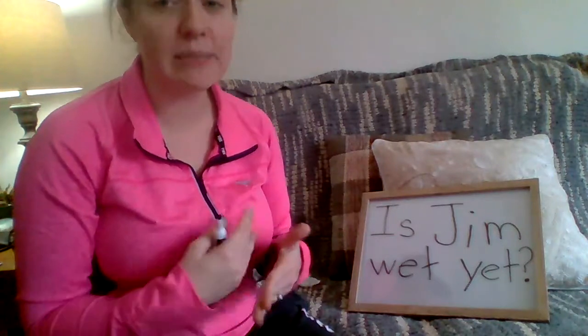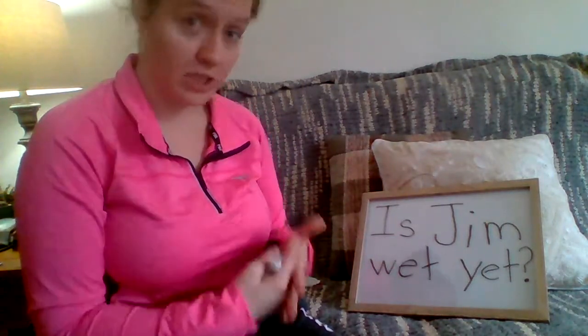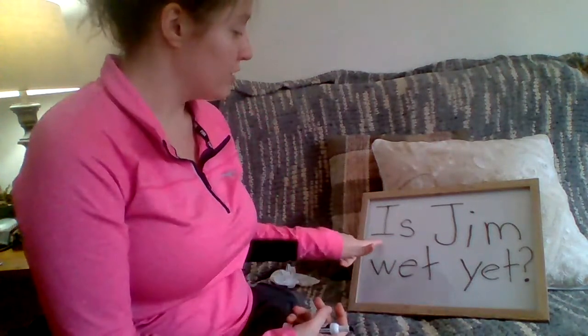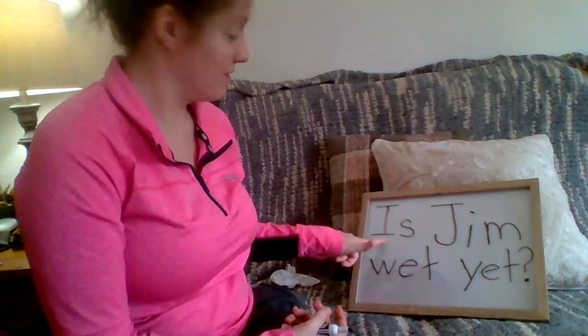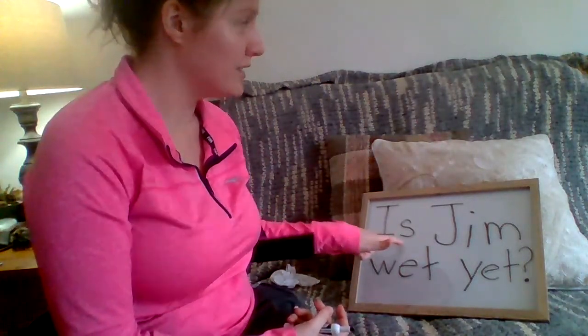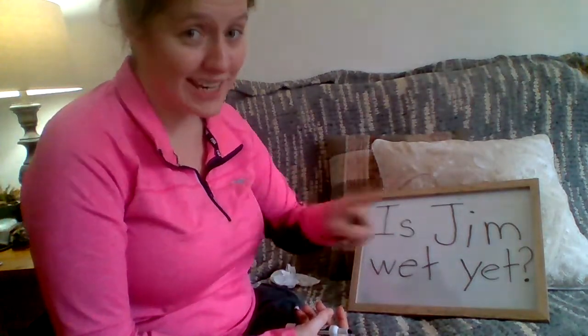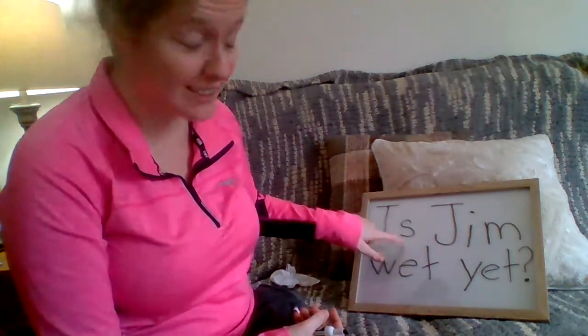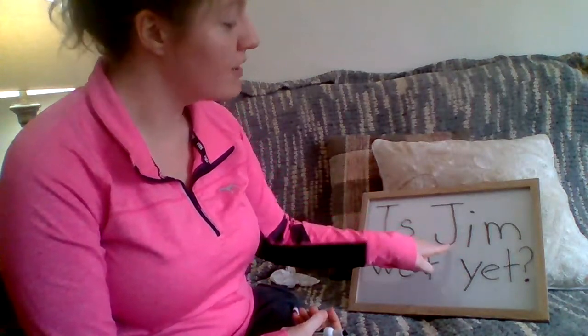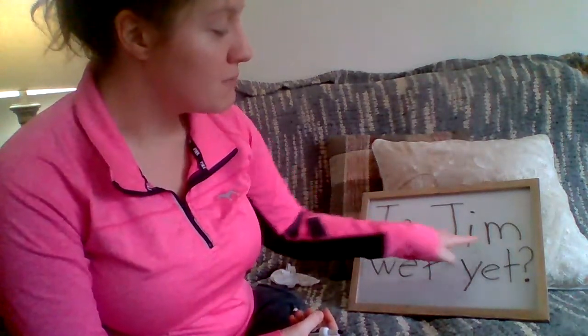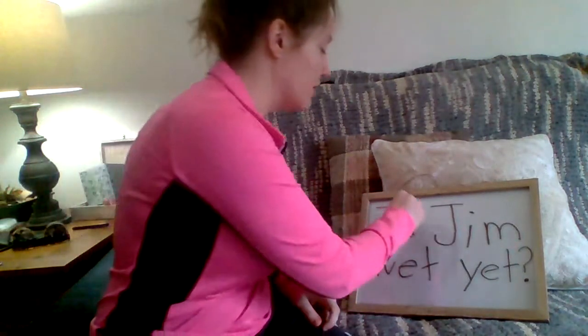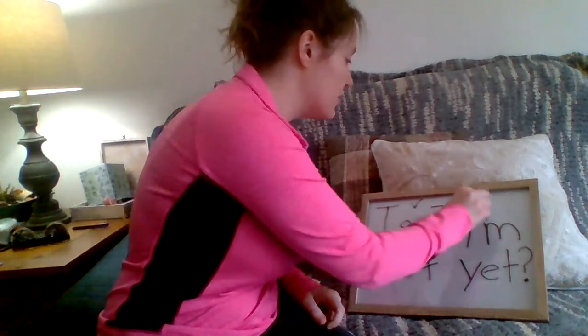S stands for spelling. So we're going to go through and check our words and make sure they're spelled right. So the first one, the word was is. I-S spells is. I spell is I-S. It doesn't have a Z. So that word's is. Is Jim, sound it out. J-I-M. Jim, that's spelled right. So is and Jim are good.